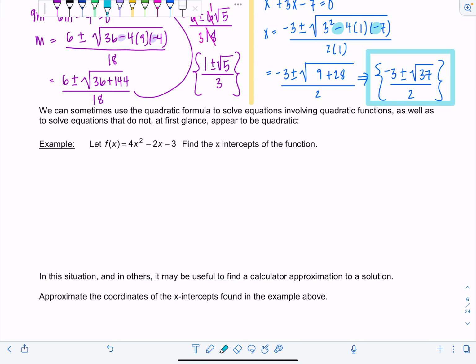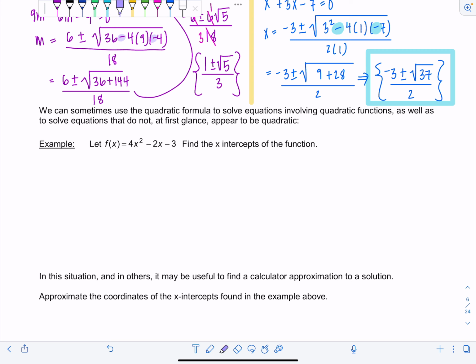Now, we can sometimes use the quadratic formula to solve equations involving quadratic functions, as well as to solve equations that do not, at first glance, appear to be quadratic. So here's an example where you need the quadratic formula, but the directions didn't explicitly state that. Let f of x equal 4x squared minus 2x minus 3. Find the x-intercepts of the function.